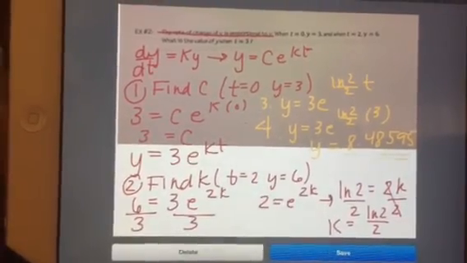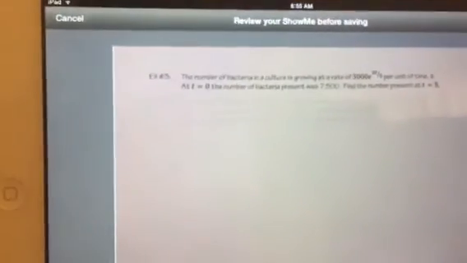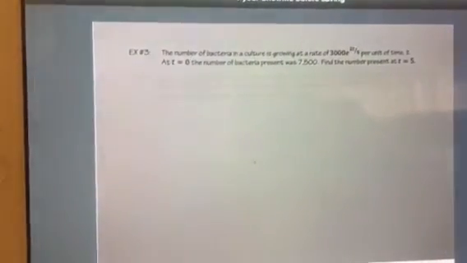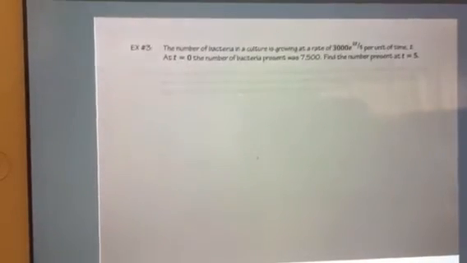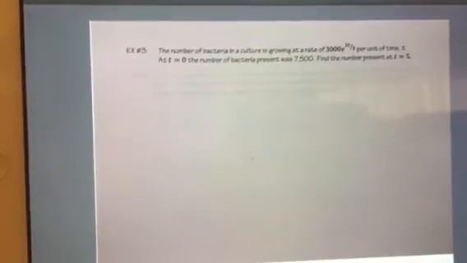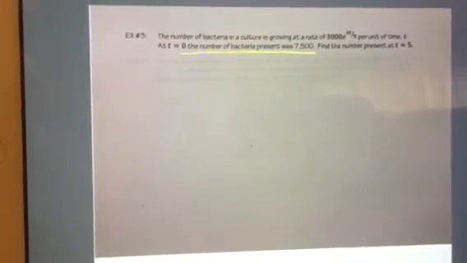Let's look at another example. The number of bacteria in a culture is growing at a rate of 3,000 e to the 2t divided by 5 per unit of time t. At t equal to 0, the number of bacteria present was 7,500. That's going to be important. So find the number present at t equal to 5.